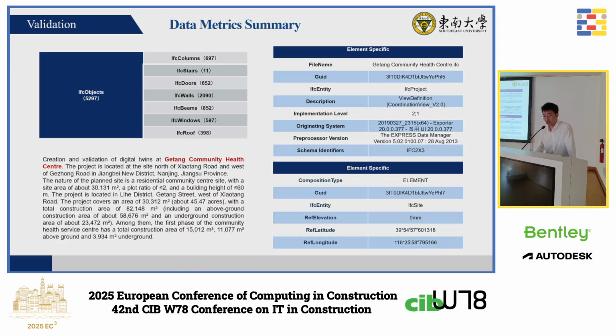And this is a data summary. In order to validate our method, we conducted an experiment in a Chinese community health center, and there are about 5,000 components in this model.